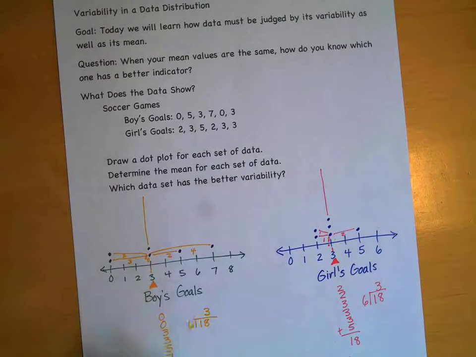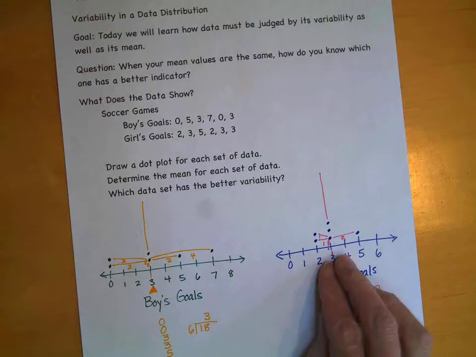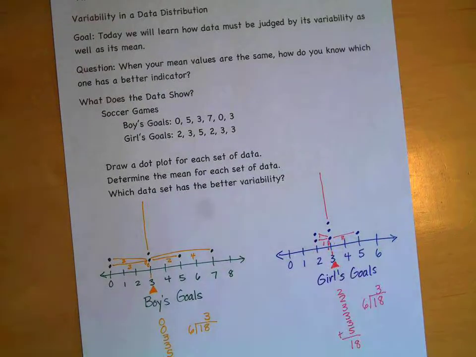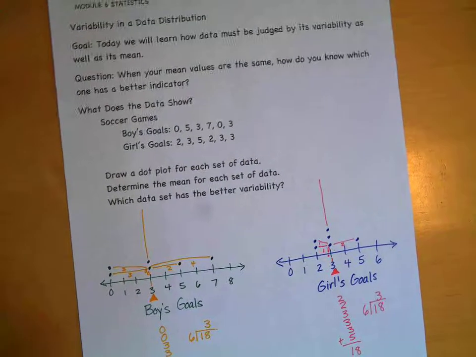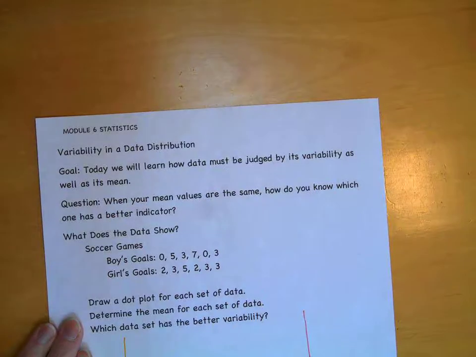Okay, so which data set has the better variability? I would say the boys, because it's higher. They're spread out. The girls is lower, so it's less variability. Okay, do you understand variability now? I hope you do. So going back to our goal, today we will learn how data must be judged by its variability as well as its mean.